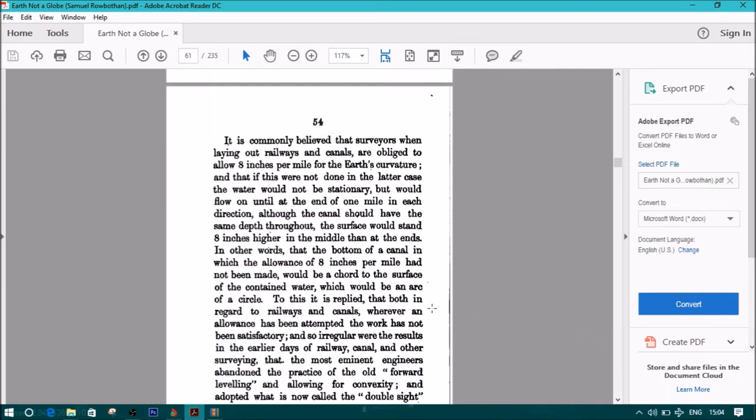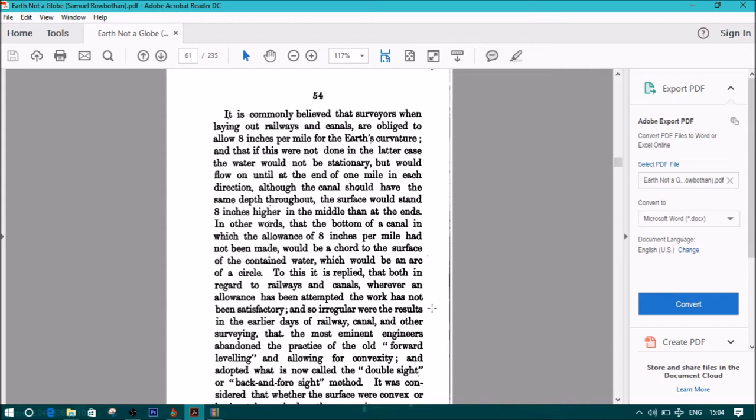It is commonly believed that surveyors, when laying out railways and canals, are obliged to allow 8 inches per mile for the Earth's curvature, and that if this were not done in the latter case, the water could not be stationary, but would flow on until the end of 1 mile in each direction. Although the canal should have the same depth throughout, the surface would stand 8 inches higher in the middle than at the ends. In other words, that the bottom of a canal, in which the allowance of 8 inches per mile had not been made, would be a chord to the surface of the contained water, which would be an arc of a circle.